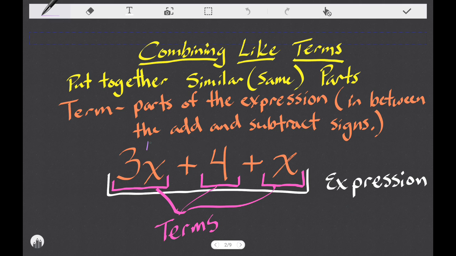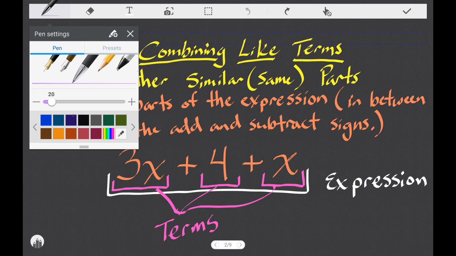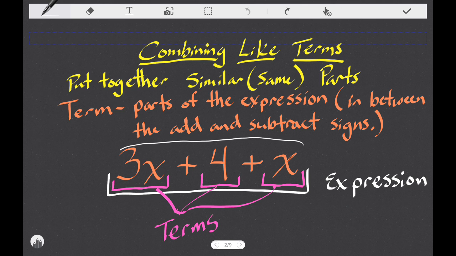Okay, so I actually have 1, 2, 3 terms. I have 3x is a term, I have the number 4, and I have x. So even just the number 4 and even just the x, because they're split up by addition signs, we just call those terms. And this whole thing is an expression. So I kind of highlighted that here in white. I'll do that again. This whole thing is an expression. So that shouldn't be new.